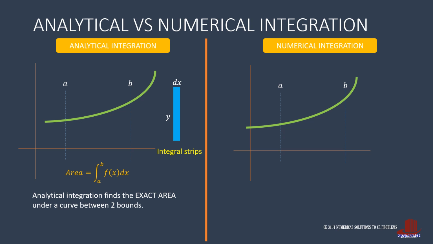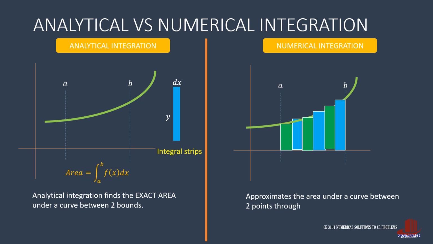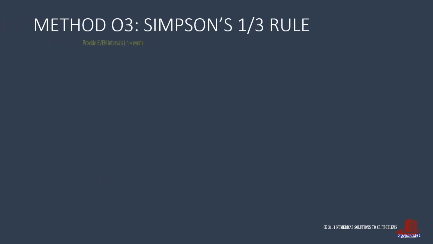On the flip side, numerical integration adopts the same concept of working with strips, but this time, the number of strips is provided instead of integrated. The area of each strip is solved and the summation is taken. Although Simpson's rule is the most efficient approach, it is somehow limited to only even intervals.